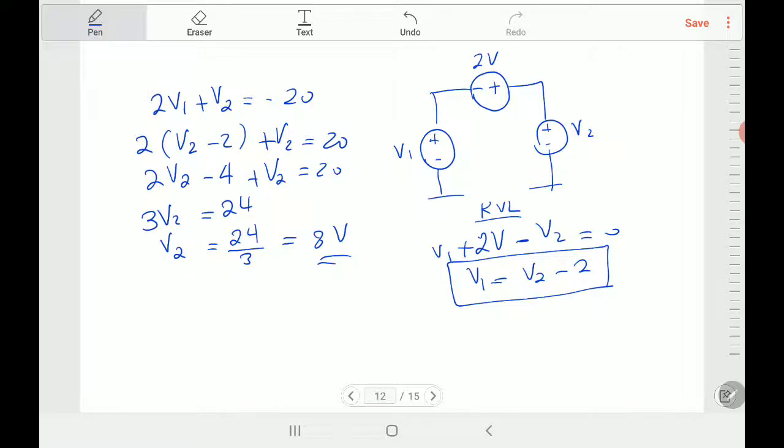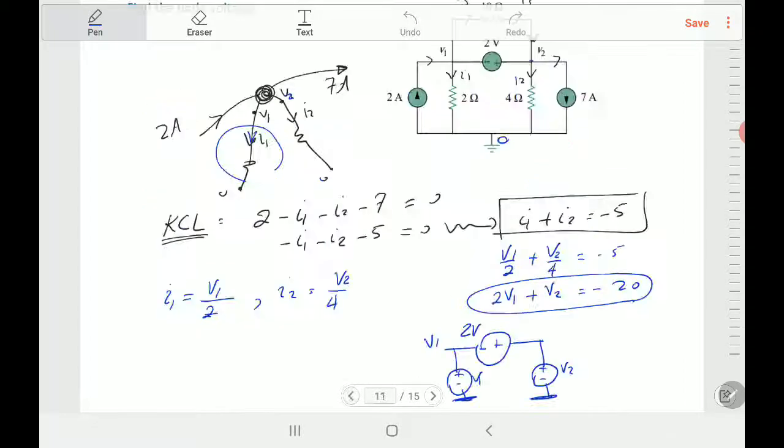So you got the value for V2. Okay. Check the answer of this one, because maybe there's a mistake in the calculation or something. 3V2, 4 goes in the other direction. So please check this one. And after you find V2, you substitute in the equation and find V1.